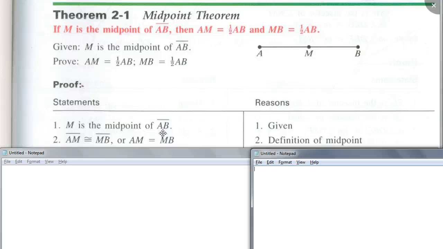But we don't have what we wanted to say, right? We want to say that AM is half of the whole thing, and MB is half of the whole thing. So far, have we said anything about AB at all?